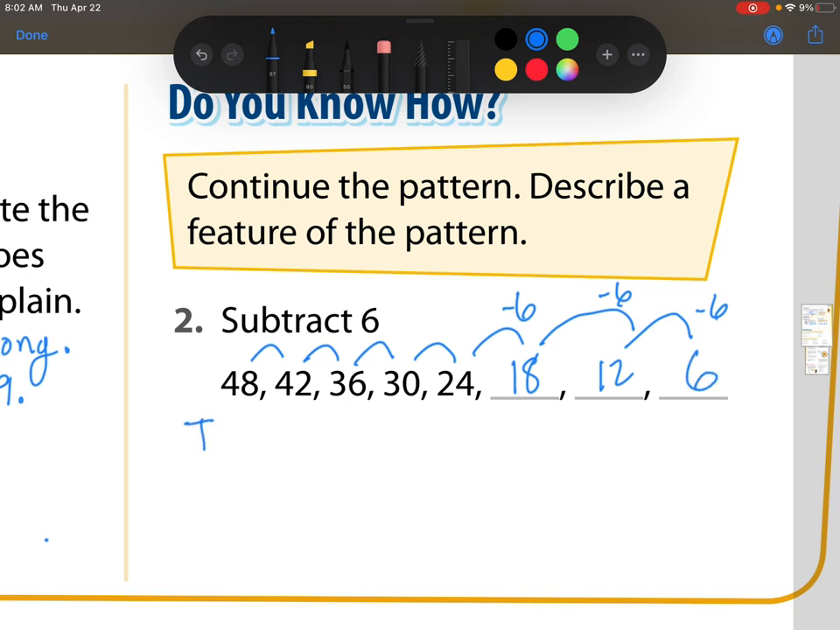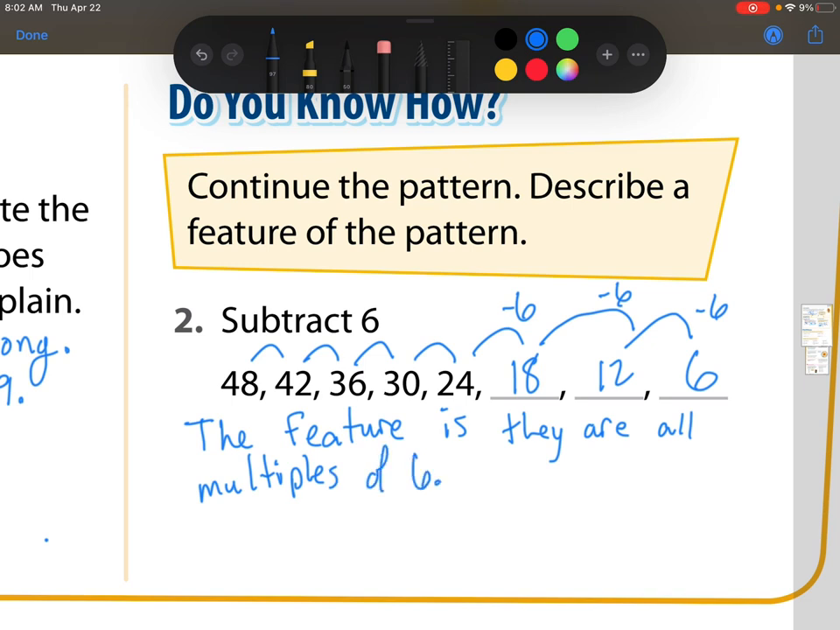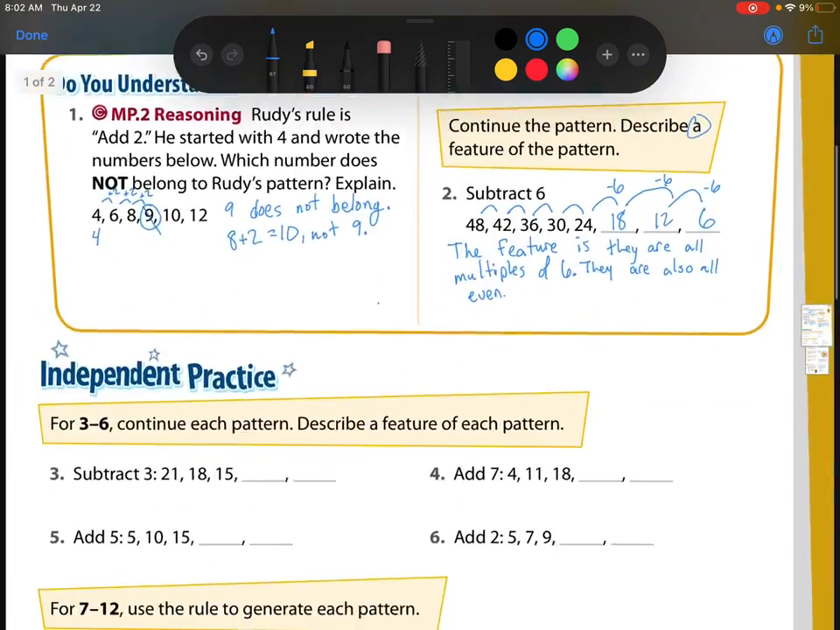The feature is, and we're going to put, they're all multiples of 6. Another feature we could put is they are all even. I'm sure there's other features, but those are only 2 I found. Now, since it just said A, you only need one of those.